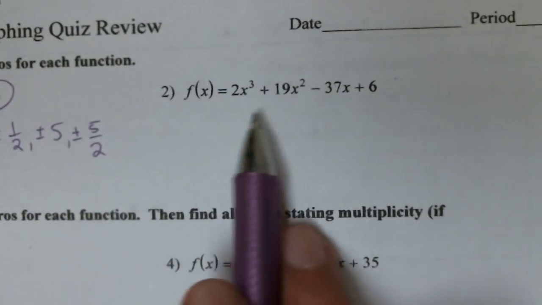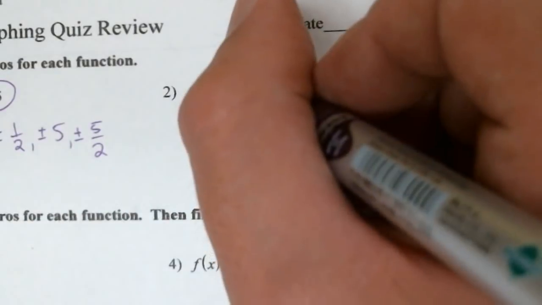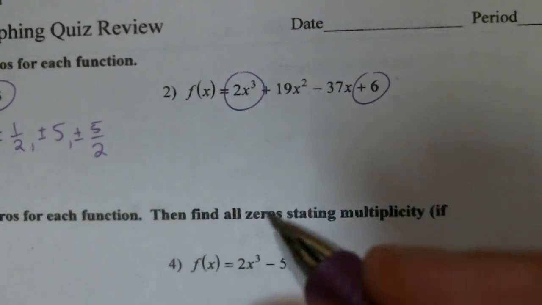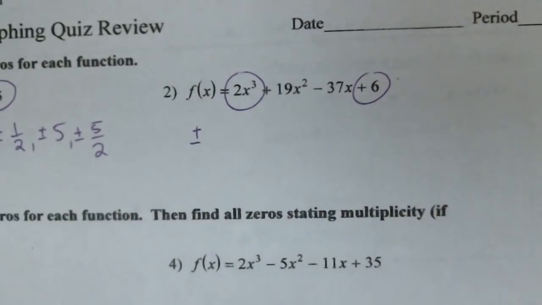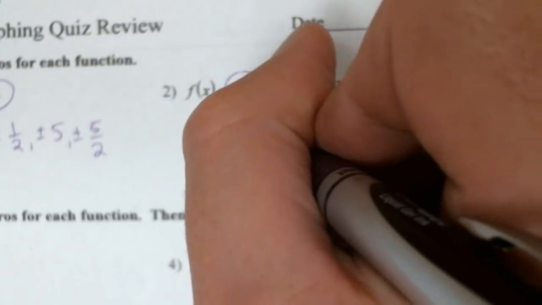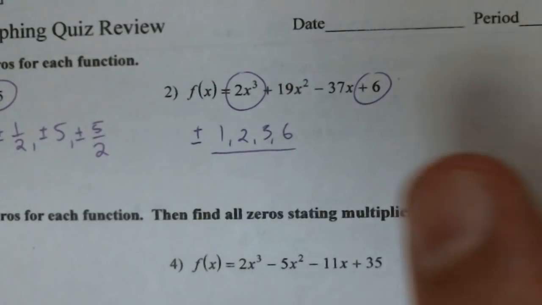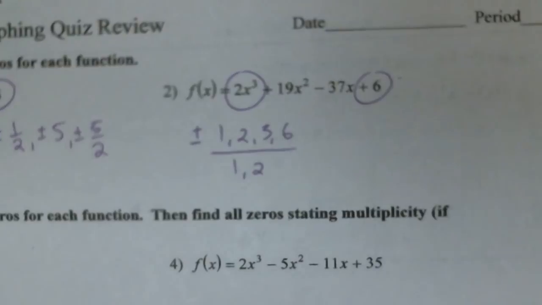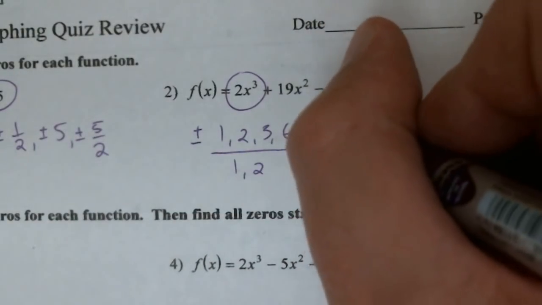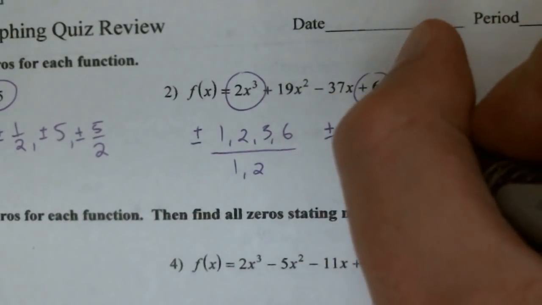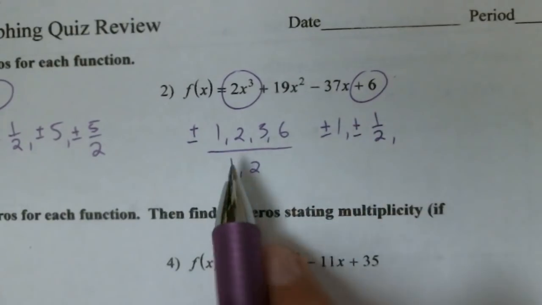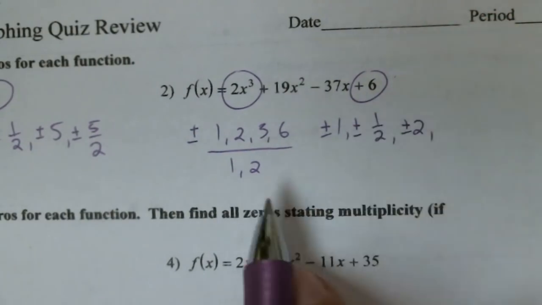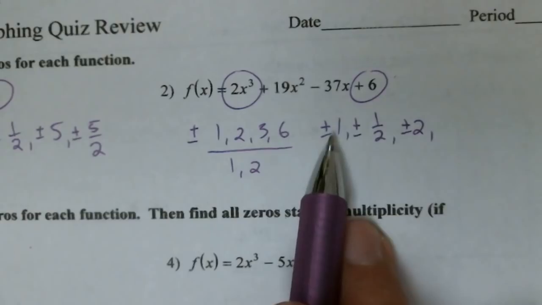Okay, the next one here, I'm looking at my factors of my constant divided by my factors of the leading coefficient. So for the factors of 6, I'm going to have 1, 2, 3, and 6. And for the leading coefficient, I got 1 and 2. So I'm going to have a 1 over 1. I have a 1 over 2. I have a 2 over 1. I have a 2 over 2, which is 1, but I already have 1. I don't need to write that twice.